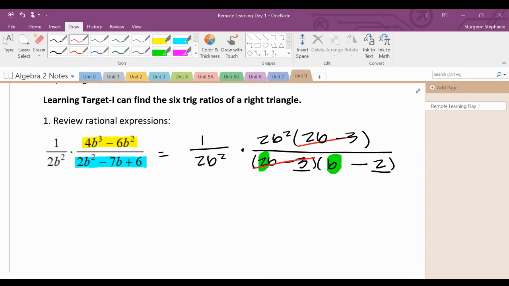The second thing I notice is that I have a 2b squared in my numerator of the second fraction and 2b squared in the denominator of the first fraction. So that will also simplify out to be 1. So I look for anything else that needs to be simplified. I don't see anything. So my final answer is going to be 1 divided by b minus 2.